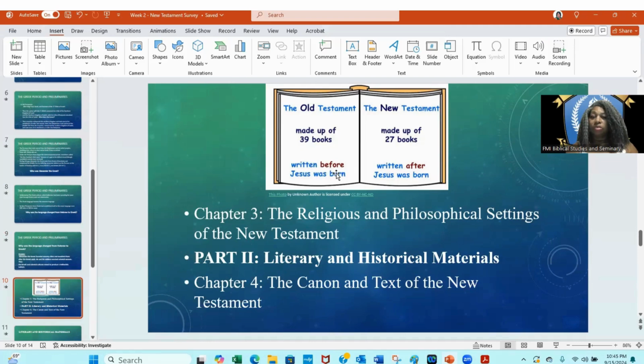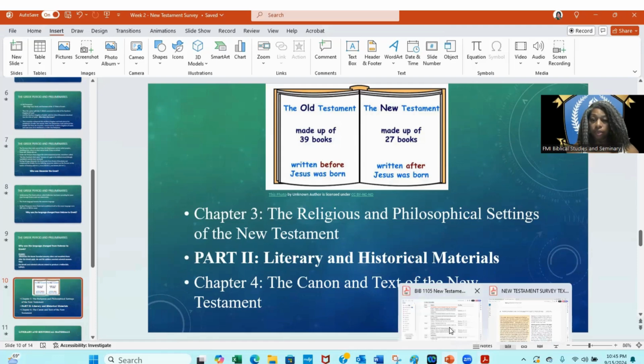We see that this was written before Jesus was born. This was written after Jesus was born. In the time in between, those 400 years when no books were written in the Bible that relate to that time period, we call those the silent years, because we didn't hear from the prophets or the Bible. So now we're in chapter 3, right?